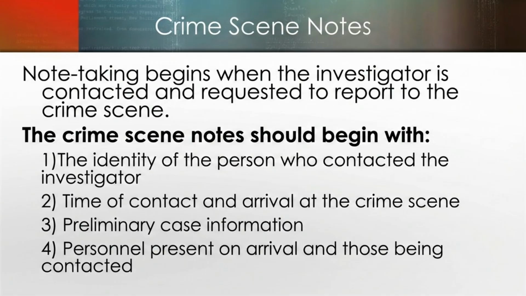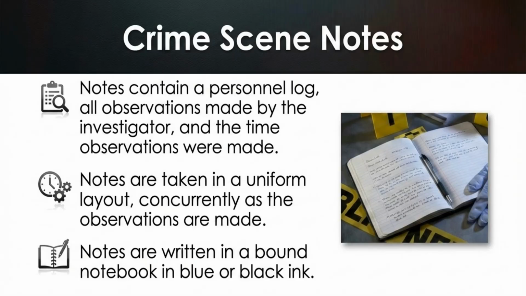Crime scene notes are crucial and should begin the moment an investigator is contacted. Notes must include the identity of the person contacting the investigator, the time of contact and arrival, preliminary case information, and a list of personnel present. Notes contain a personnel log and all observations made by the investigator, including the time they were made.